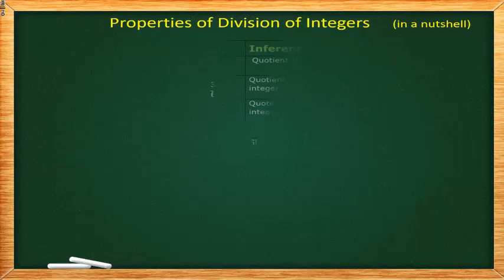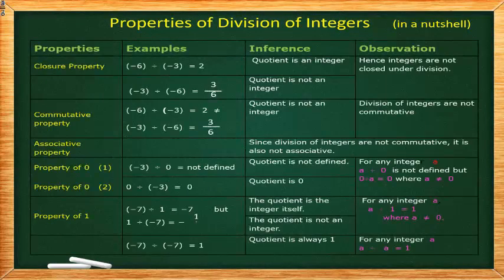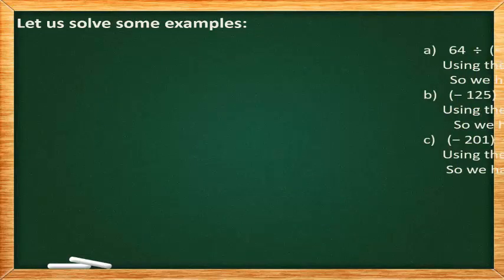Children, I have made a table of the above properties so that it will be easy for you all to remember. Please go through it. Now let us solve some examples.